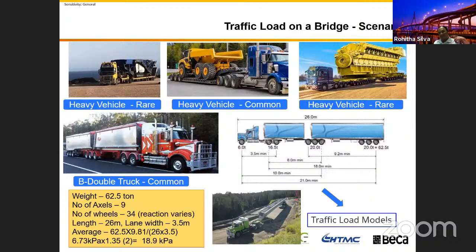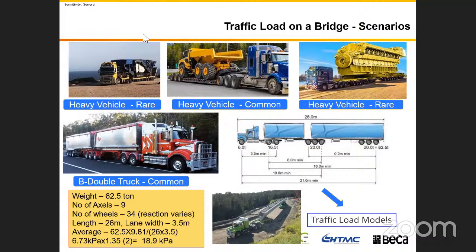But I think Caltrans has a truck loading. Even, I'm not sure, in my memory, maybe I'm not right, but I think the Japanese standard also uses a truck train in their bridge modeling. Yeah. Thank you very much.